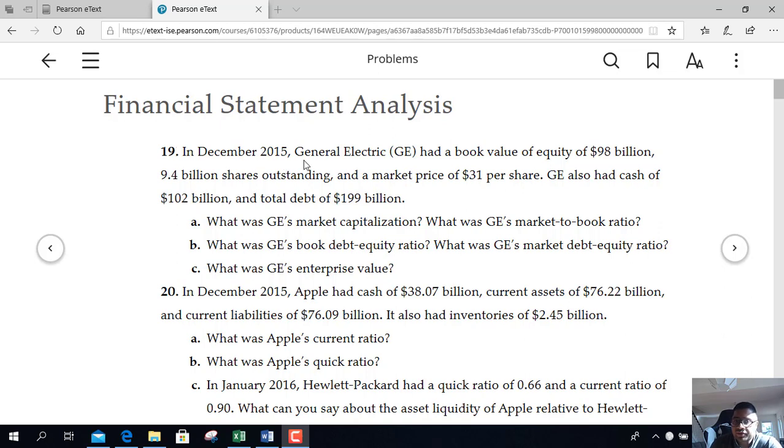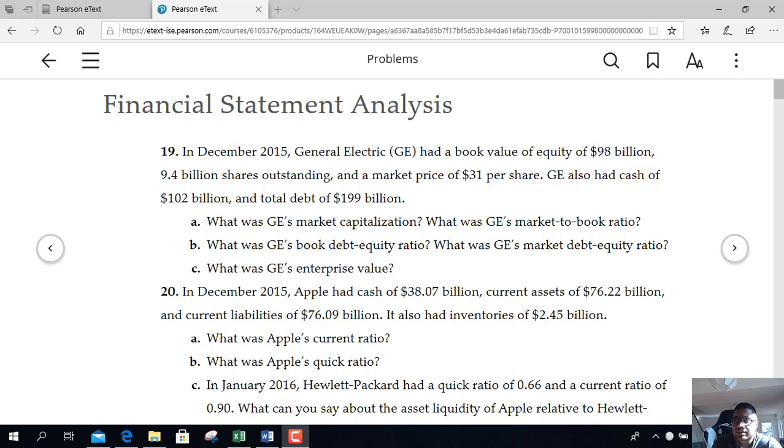So in December 2015, General Electric had a book value of 98 billion, 9.4 billion shares outstanding and a market price of $31. GE also had cash of 102 billion and debt of 199 billion. So they're asking you to calculate a bunch of ratios. What was GE's market cap?